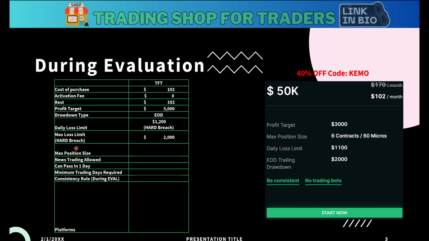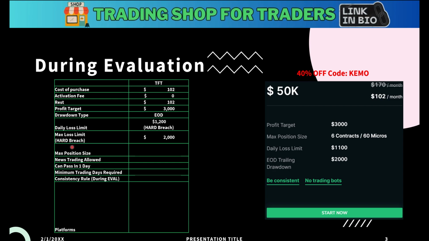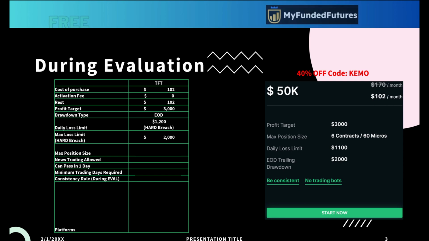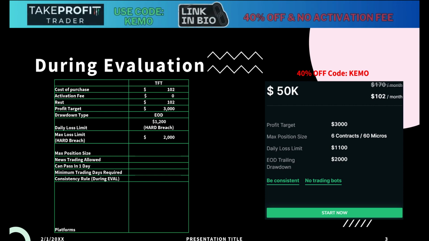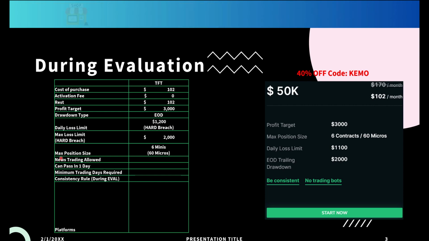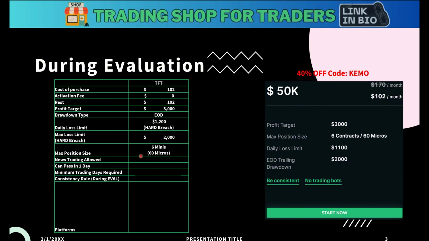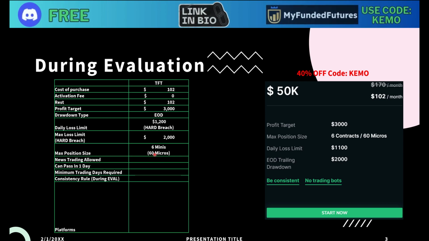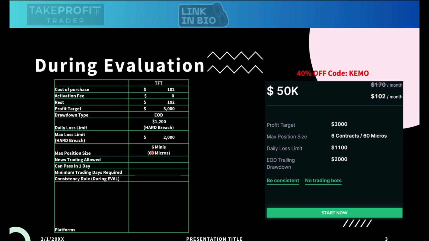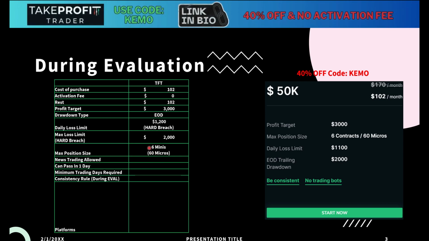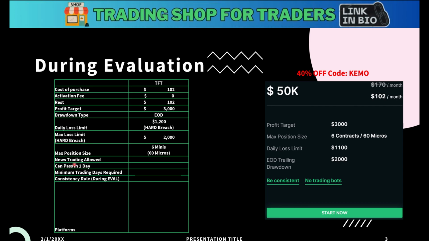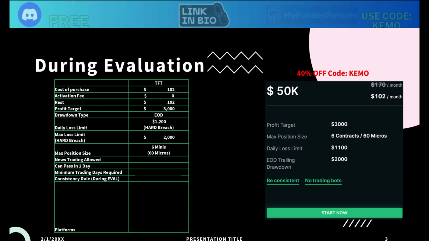And here you have the max loss limit, which is also a hard breach, of $2,000. It's pretty typical, pretty common, just like My Funded Futures or Topstep. For the max position size, you get 6 minis or 60 micros, which is actually a lot more. It's 1 mini more if you compare it to Topstep, and 3 minis more if you compare it to My Funded Futures, and it's the same thing for the micros.